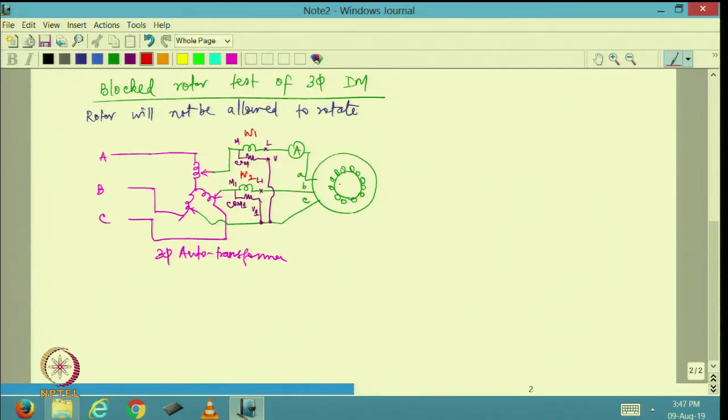Now, this rotor is blocked. What we are going to do is to increase this voltage slowly until this current reads rated current.